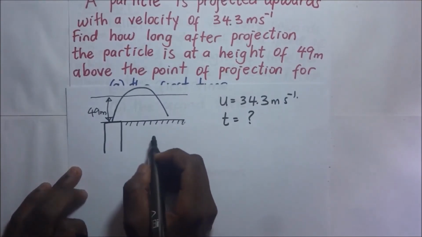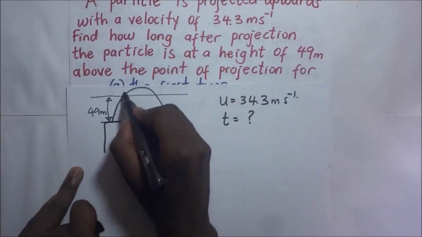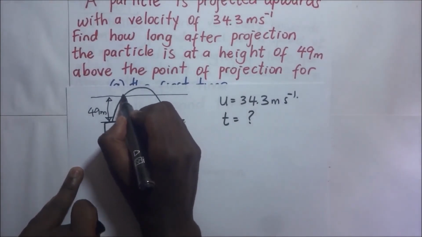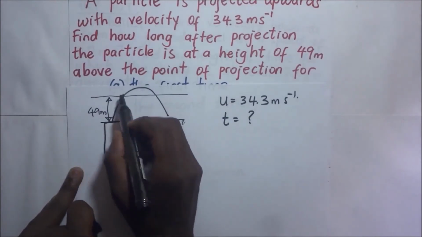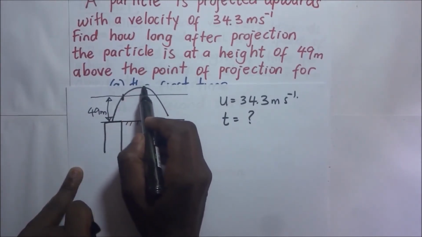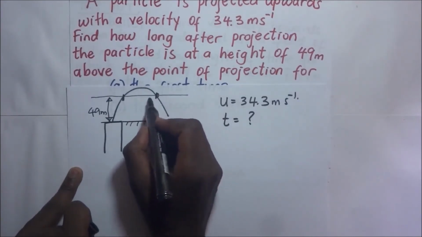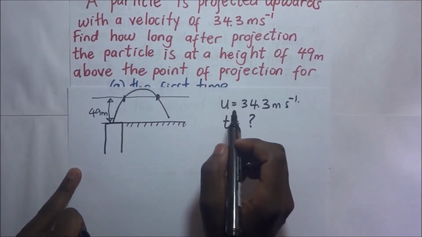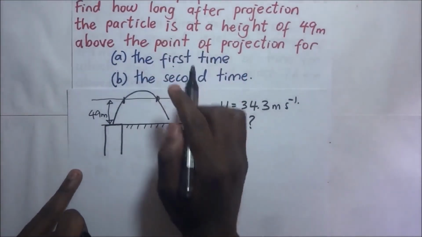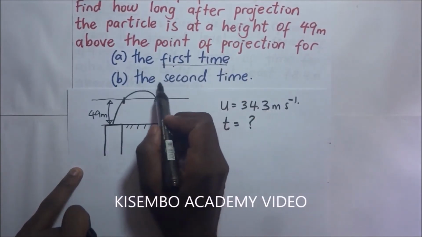So after how long? It means that as this particle goes up and comes down, as it's moving up, it will be 49 meters above the point of projection for the first time. Then it will reach maximum height and come back. As it's coming back down, again it will be 49 meters above the point of projection the second time. So the question is asking us to find the time when it is there the first time and when it is there the second time.